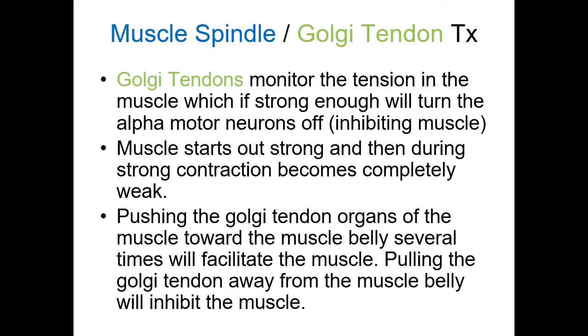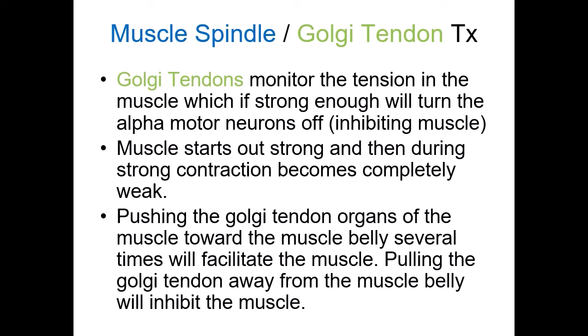The Golgi tendons, on the other hand, are found in the muscular-tendinous junctions at the origin and insertion sites of the muscle. They monitor the tension in the muscle, which, if strong enough, such as a strong contraction, will turn the alpha motor neurons off, thereby inhibiting the muscle. The muscle starts out strong and then during strong contraction becomes completely weak. This is a protective mechanism for overcontraction.